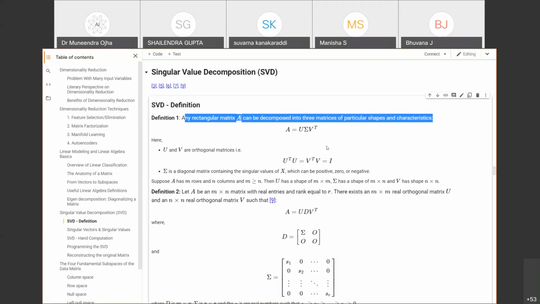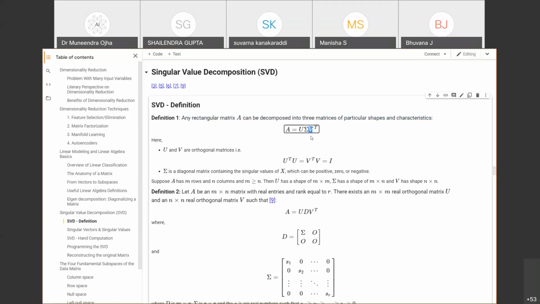I call it A equal to U sigma V transpose. Remember, this is not U transpose, rather it is V transpose, and U and V are two different matrices. So U and V are orthogonal matrices. These are the properties of U and V.